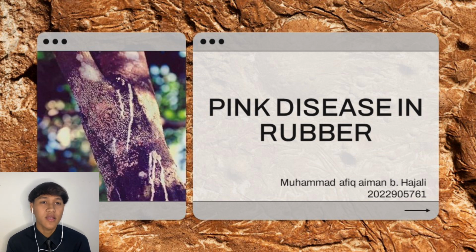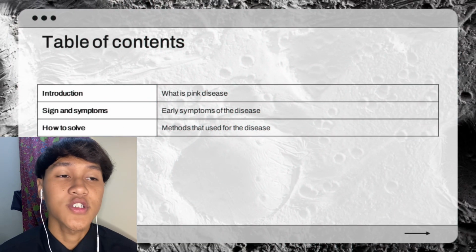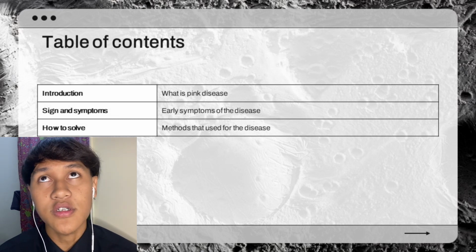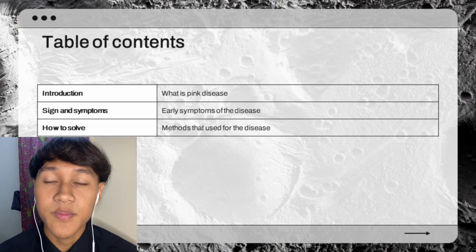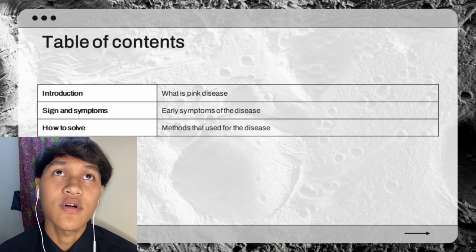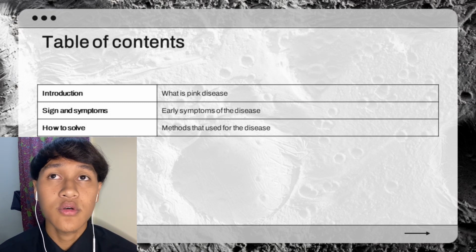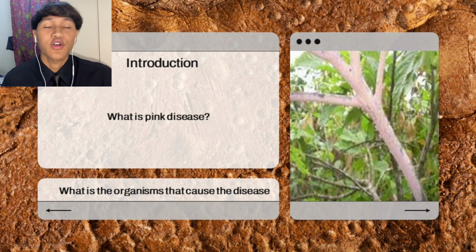So today I would like to present about my disease, which is pink disease at the rubber plantation. So let's go for the next slide. For the first slide, we can see the table of contents. The content is the introduction, which is what is pink disease. Next is signs and symptoms, which is the early symptoms of pink disease, and lastly, how to solve it, the methods that we use to solve the pink disease problem. So we move to the first slide, which is the introduction.